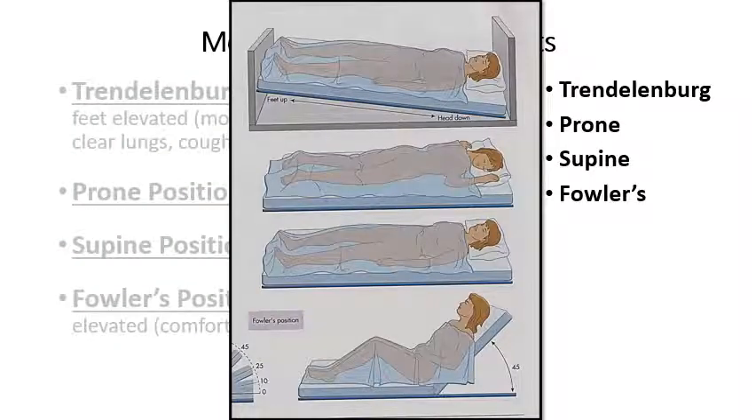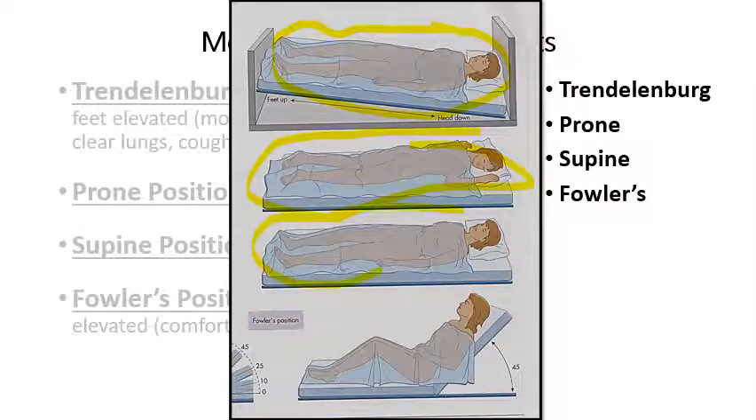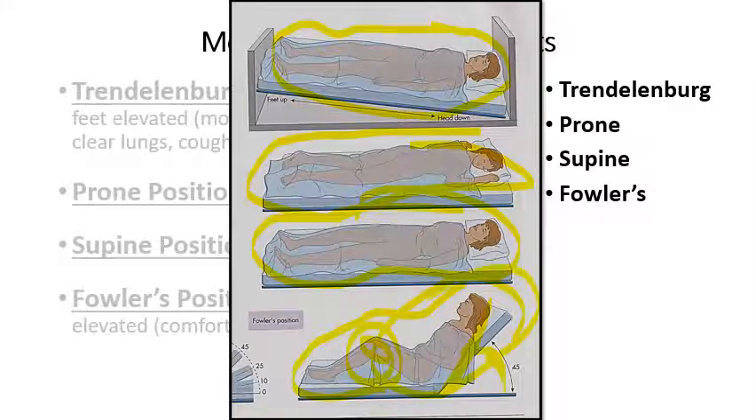Okay, so here they all are, right? This is Trendelenburg position. The patient is laying in a supine position with the feet above the head. The head is lowered, the feet are elevated. Prone position means the patient is laying flat but face down. Supine position means the patient is laying flat but face up. And Fowler's position, you're kind of sitting in this position with the knees elevated and the back elevated 45 degrees, because many people find it easier to breathe in that position.